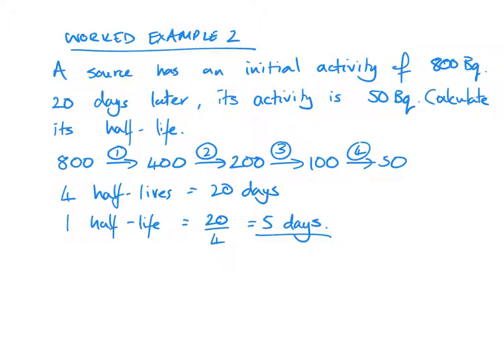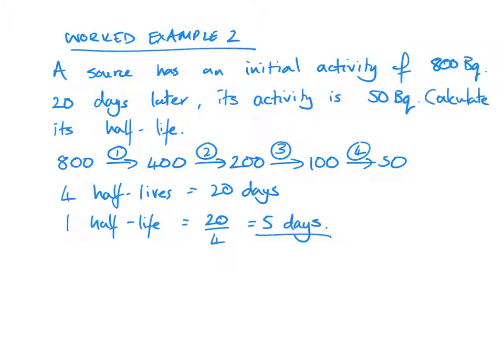Now half-lives can be fractions of a second, they can be millions of years, they can be anywhere in between. So the units of time that you deal with can be any, you don't need to convert them. You just deal with whatever units of time you're given.